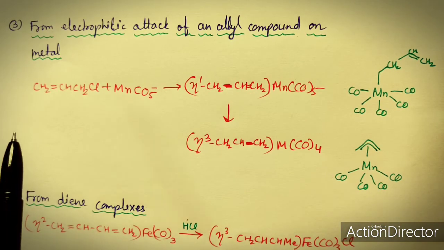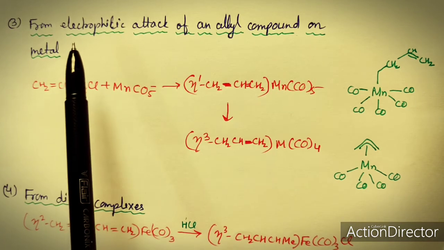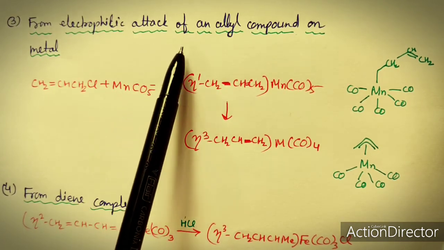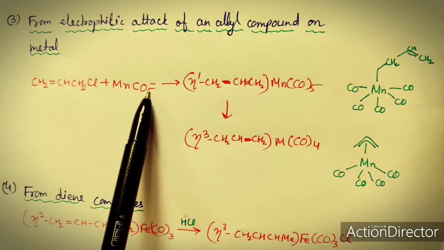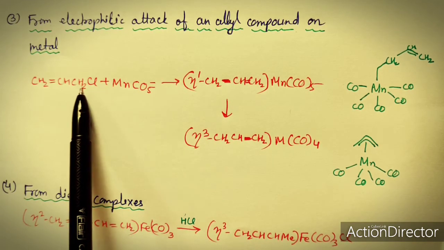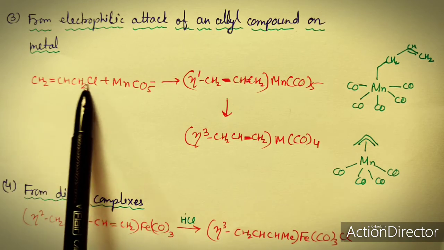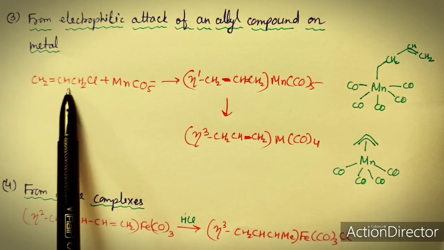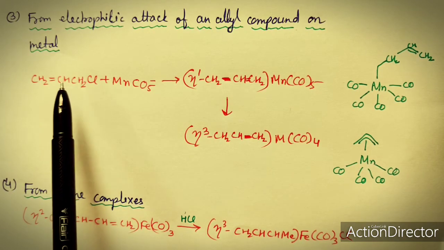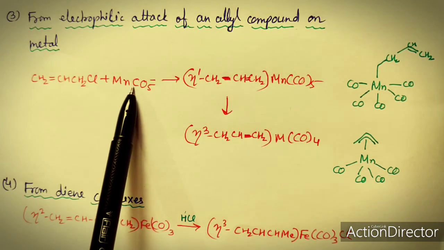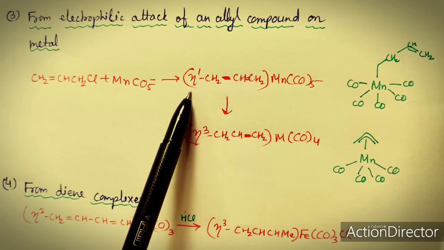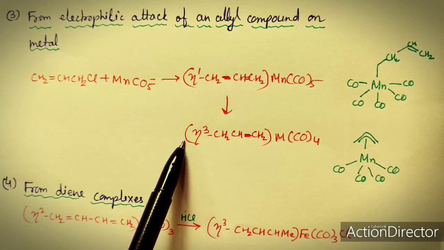The third method for preparation of metal allyl complexes is the electrophilic attack of allylic compound on the metal. So now you can see that this is a negative part. So this negative part can attack on the positively charged allylic group, and this is an electrophilic attack of this allylic group on this metal center. So thus the formation of a metal allylic complex takes place.